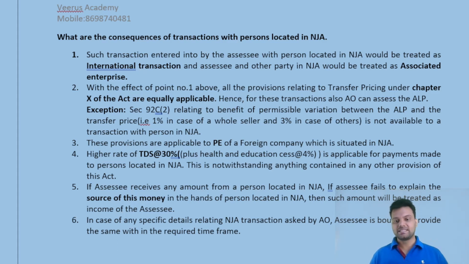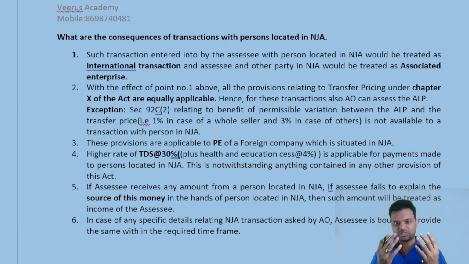What will happen is the transaction between these two companies, for example the Indian company and the company in Cyprus, both are said to be associated enterprises. And this transaction is said to be an international transaction, and both these companies are said to be associated enterprises, even though there is no control or ownership, whatever the associated and deemed associated definition. Even if these two do not fall into the definition, still they are considered as associated enterprises.